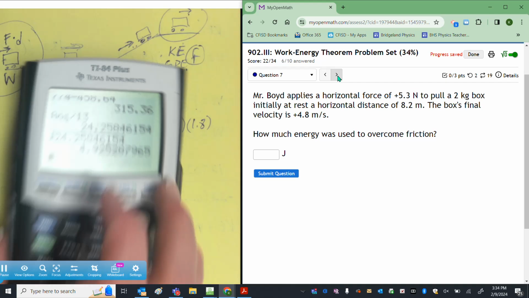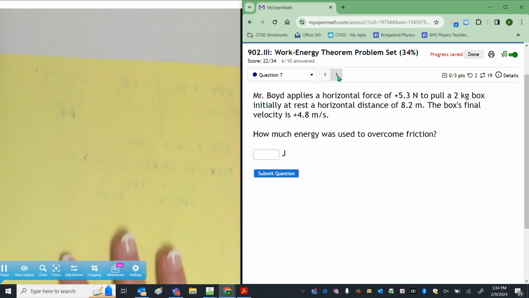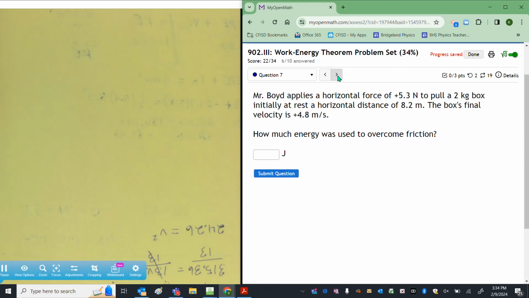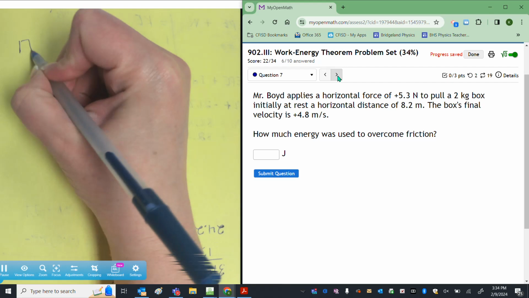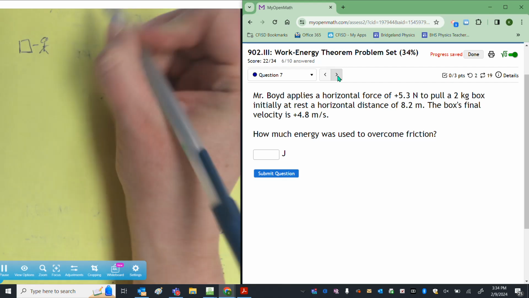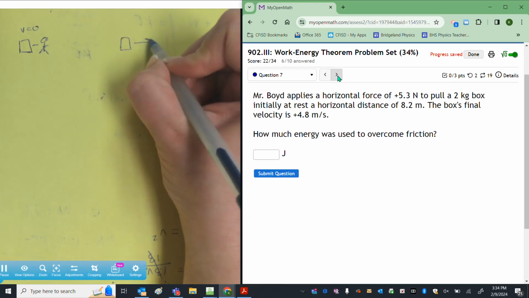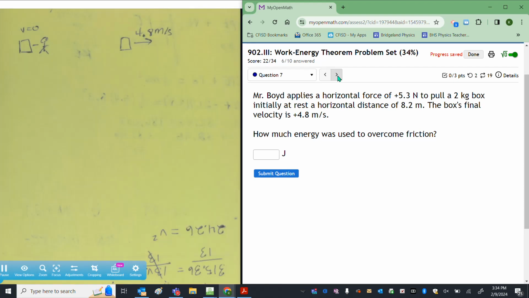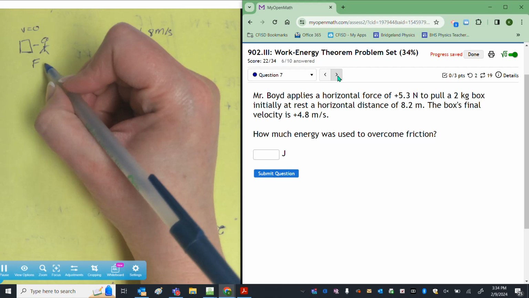Question number 7. Question number 7 says, Mr. Boyd applies a horizontal force of 3.5 newtons to pull a 2 kilogram box initially at rest, a horizontal distance of 8.2 meters. The box's final velocity is 4.8 meters per second. So I know that I have this box and that it's going to be pulled. It's initially at rest, and then after he pulls it, now it's moving at 4.8 meters per second. I know that when he pulls it, that he uses some amount of force, specifically 5.3 newtons, and then he does so for a certain distance.